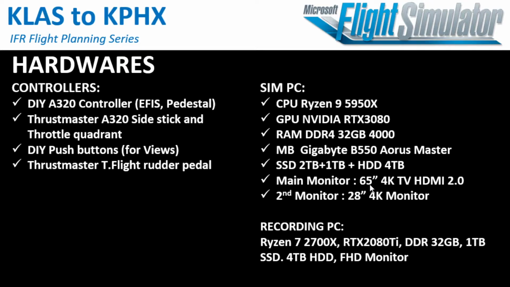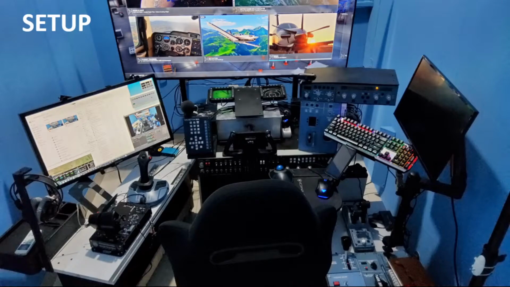I'm using a 4K TV with 65 inches as my main monitor, so it's very huge in front of me. I'll show you later on. And then for the second monitor, I'm using a 4K monitor to show all my tools like Navigraph, SimBrief, FS2Crew, and everything. For recording, I have another PC. It used to be my older gaming PC, just for recording right now, for OBS and everything. This is my setup right now.